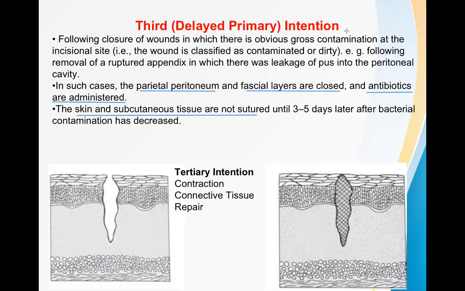We close it, close the fascia also, and then give good coverage of antibiotic. After 3 to 5 days, the chances of bacterial contamination has drastically decreased. Now the surgeon can safely close the skin. This is known as closure or healing by third intention.